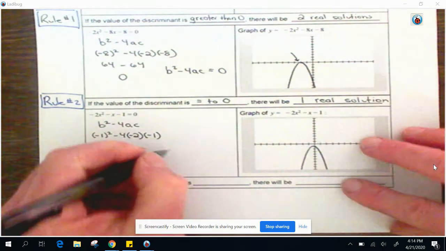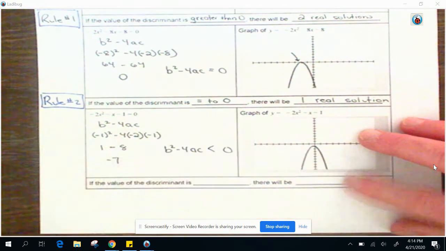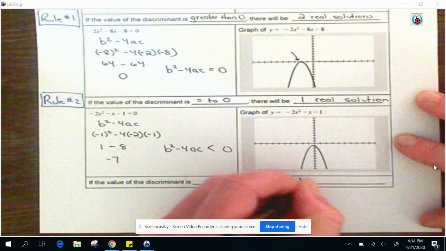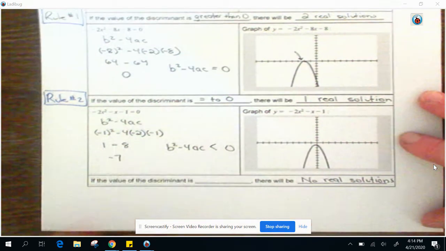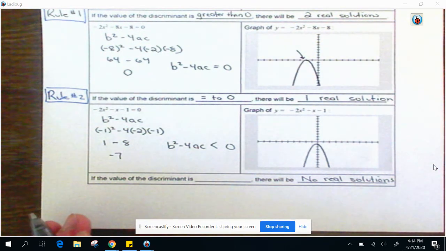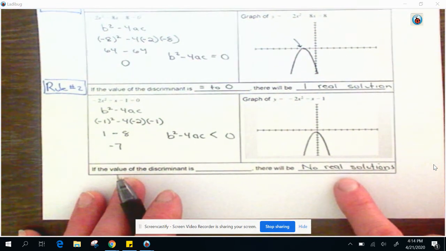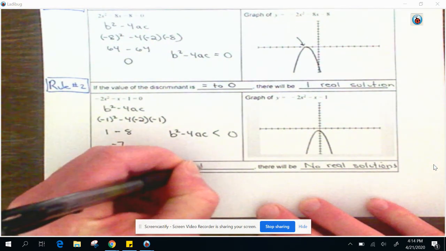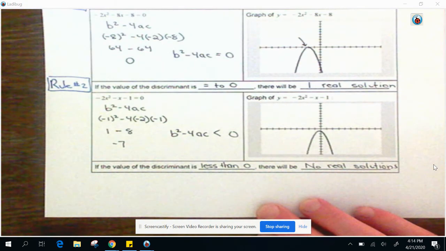So the rule is if b squared minus 4ac is less than 0, okay, how many times does it cross? None. So there'll be no real solutions. And we know this from when we were taking the square root earlier in Unit 7. When we took the square root of a negative, then we determined that in Algebra 1, we have no real solutions. So if the value of the discriminant is less than 0, there will be no real solutions, okay?